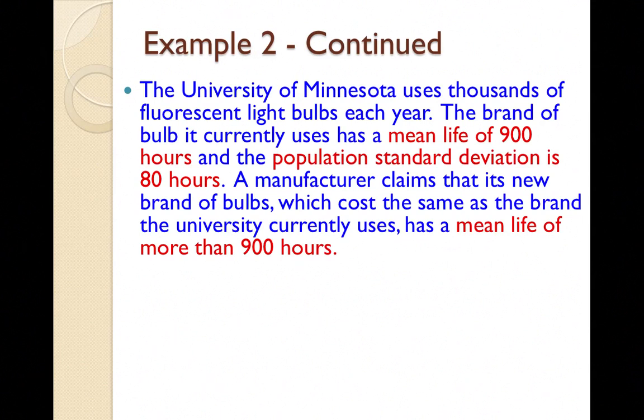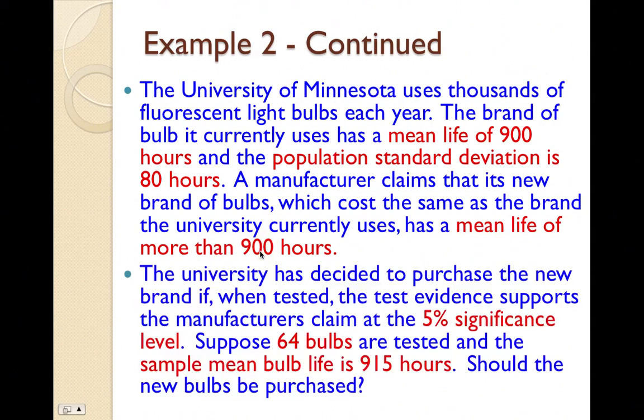So in red, I have the important pieces of information. This is the same problem as before. The mean life is 900 hours, so mu is 900. Sigma, the population standard deviation, is 80. And the manufacturer has a new brand which is going to be greater, more than 900 hours. There's your counterclaim.